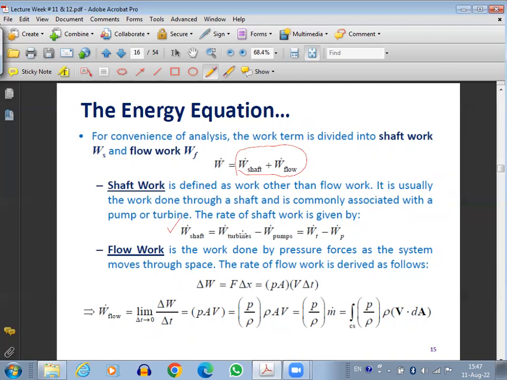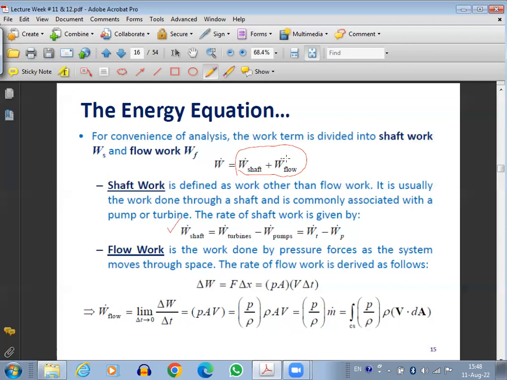Obviously, the two are opposite because work of turbine is the work extracted from the fluid, and the work provided to the fluid is the work of pump. So the two are opposite in nature, and obviously one will be positive, the other negative. Since we define W dot shaft as the net work output, the work of the turbine is considered positive, and the work of the pump will then be considered negative. It will be W dot T minus W dot P.